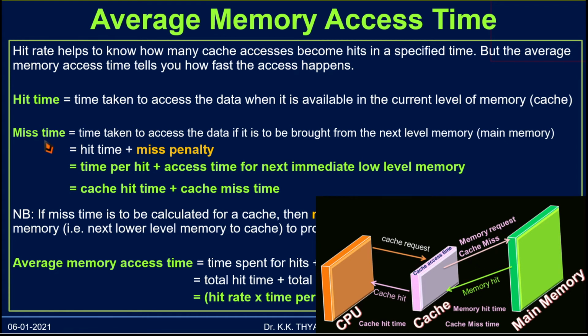So the miss time is nothing but the time taken to access the data if it is to be brought from the next level of memory. Next level means here it is the main memory. It is nothing but hit time of the cache plus miss penalty. Miss penalty means the time taken to get the data from the main memory and place it in the cache.